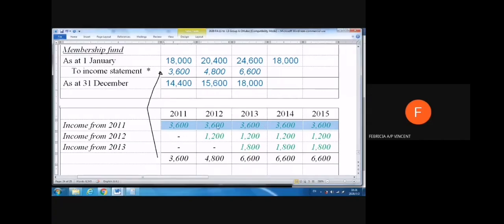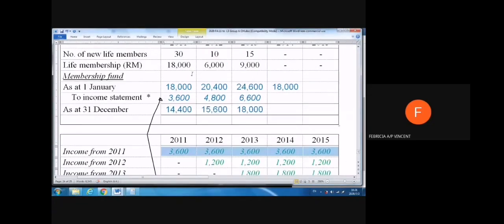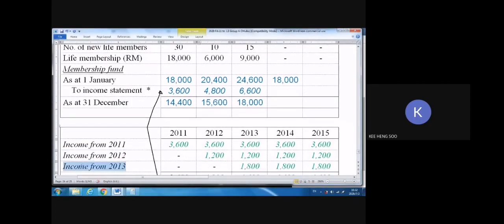Then why didn't it fill up under 2011? The income for 2012 and 2013 is not filled up because 2012 income is only received in the next year. In 2011, where is the income for 2012 and 2013? Income from 2012 is only received in 2012. Income for 2013 is only received in 2013. So that's why these two are empty. That's why this one is empty.